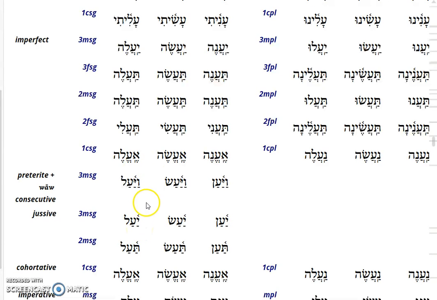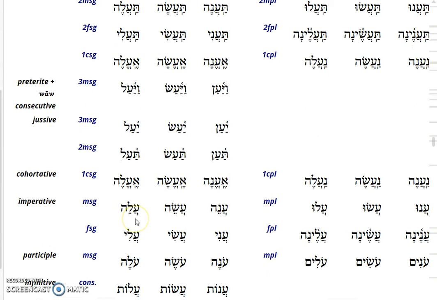When you come to the preterite form, the hey will go away, and what's left will be treated as if it were a segolate noun. So you get vaya'al, and he went up. And the other forms are similar. The jussive form looks like the preterite form. The cohortative will not have a kamatz hey, but will have a segol hey.